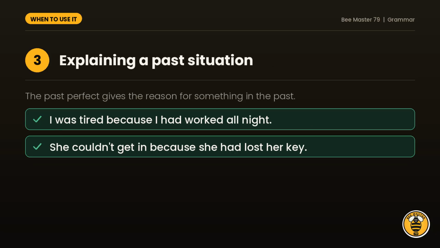Number 3. To explain the reason for a past situation. I was tired because I had worked all night. She couldn't get in because she had lost her key. The main situation is in the past simple. The cause which happened earlier is in the past perfect.